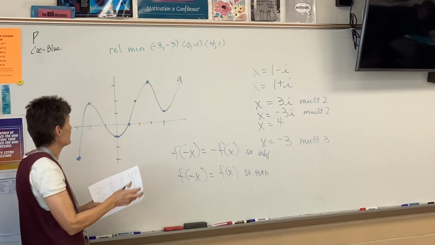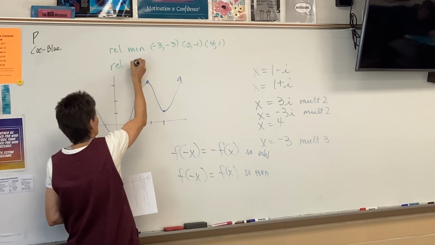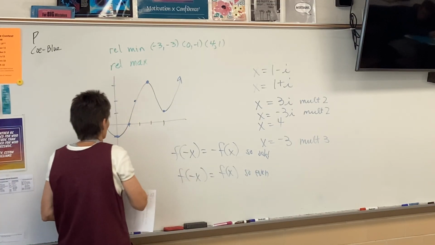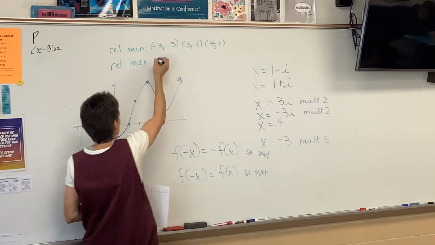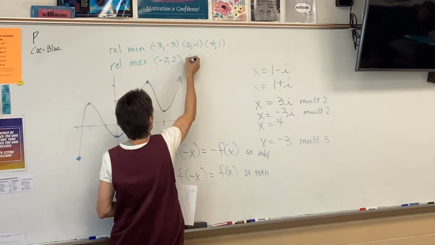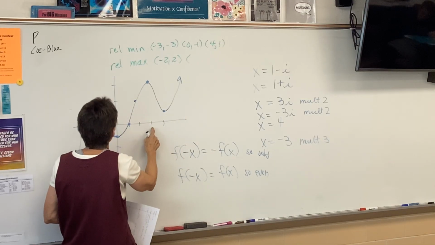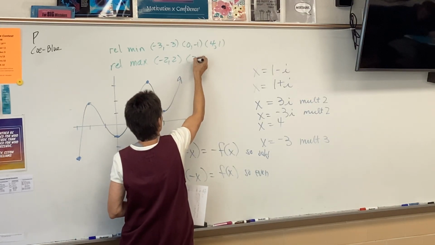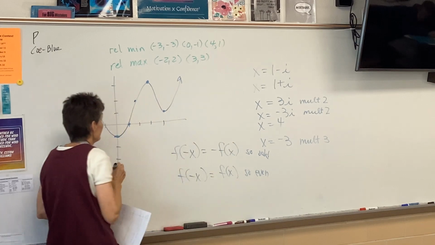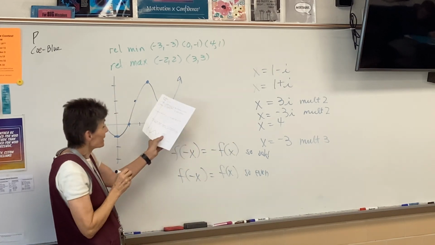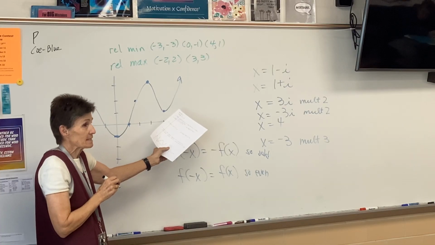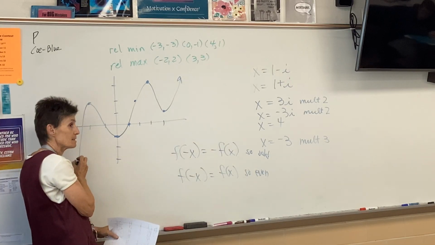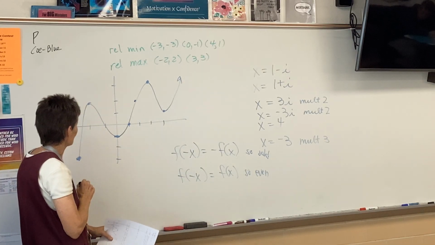Now I need a relative maximum. Same thing. -2, 2. 3, 3. I hope my points are plotted right. And then that guy is an arrow, so he doesn't count. He's not an endpoint. So I just don't even worry about that.